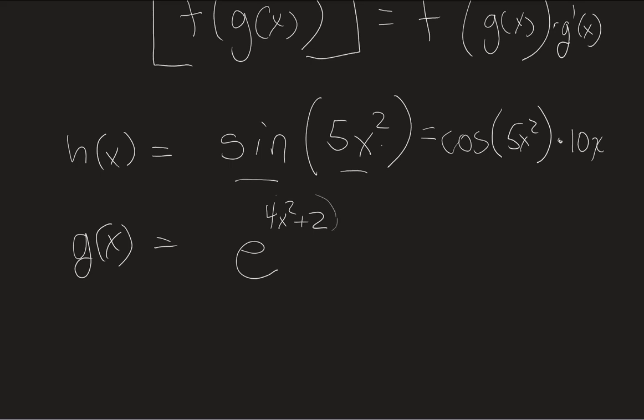So first we take the derivative of our outside function, and that says it's just this, e to the 4x squared plus 2. I don't change it. The derivative of e to the x is itself. But this isn't just x up here, it's another function, so now I have to multiply by the derivative of it, which is 8x.